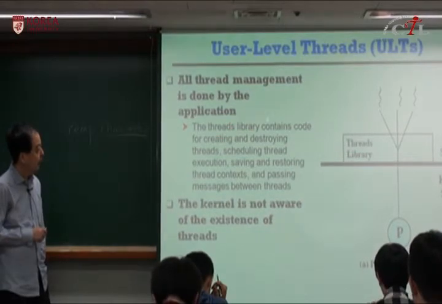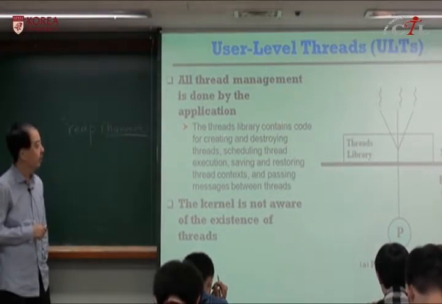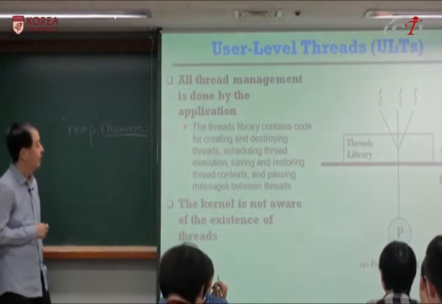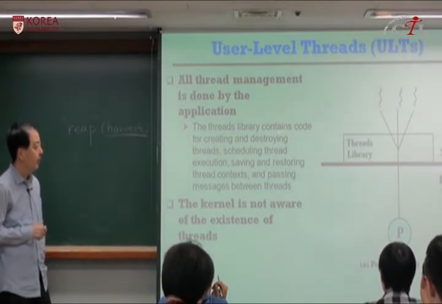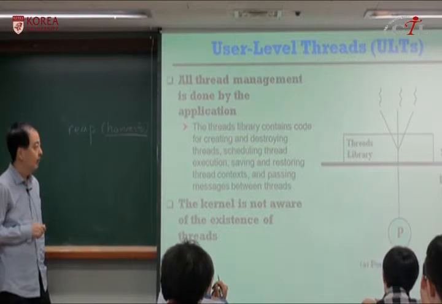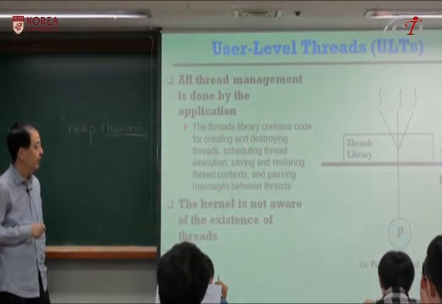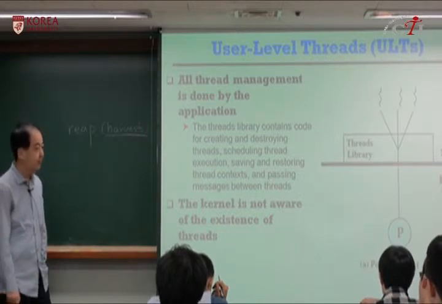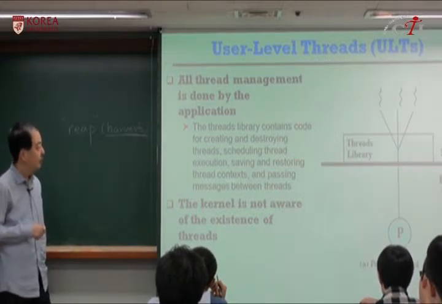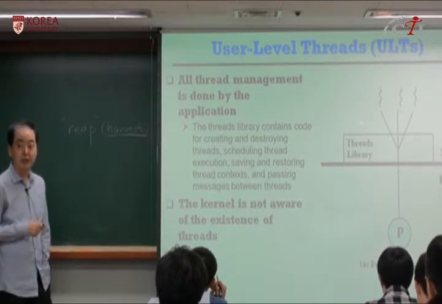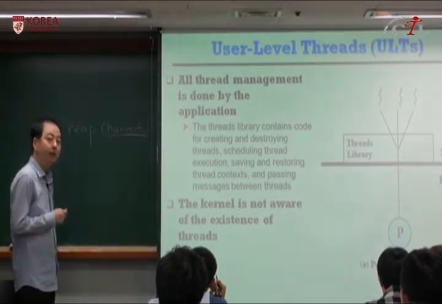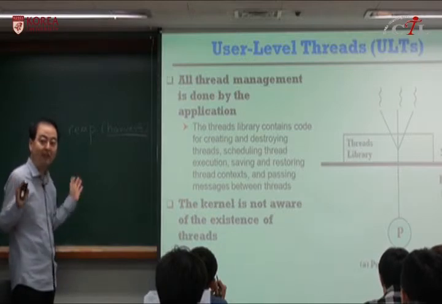There are some open source thread libraries. Using this application library, you can create user level threads. These libraries contain all the code for creating and destroying threads, scheduling threads, saving and restoring thread context, or passing messages between threads. So using this thread library, you can do thread creation, termination, thread switching, and thread communication. But all this thread management is done by the application. The kernel has no idea. It's only at the user level.